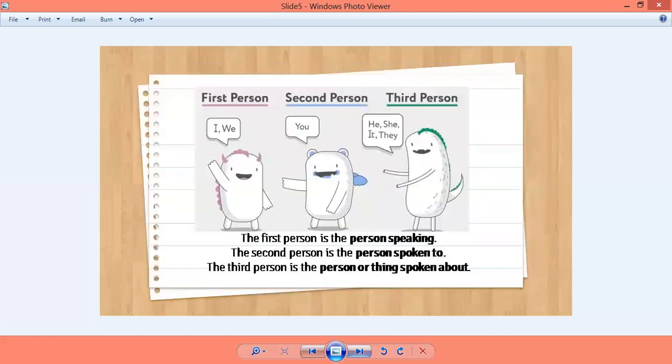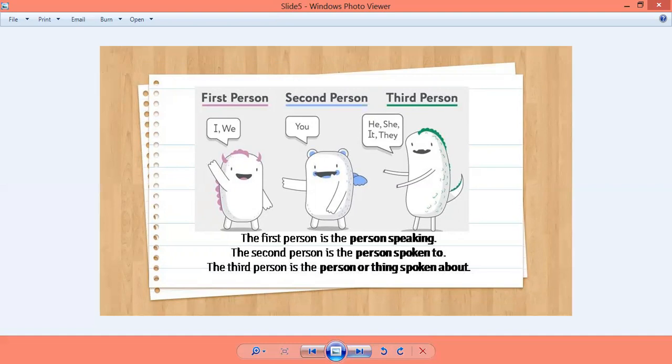Now there are three persons when it comes to forming sentences. First person, second person, and third person. Let us see what this is. First person is the person speaking. Second person is the person spoken to. मतलब first person कोई बात कर रहे हैं और अगर वो बात कर रहे हैं किसी और से तो the person who is speaking, जो बात कर रहे हैं, he is the first person. जिनके साथ बात चल रही है, जो सुन रहे हैं, that is second person.